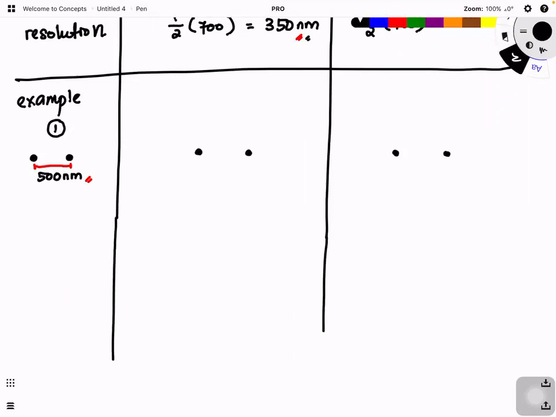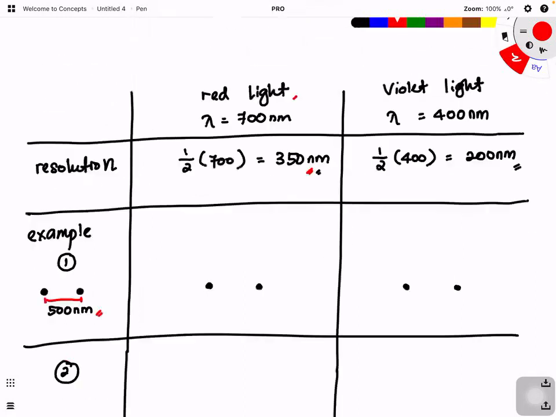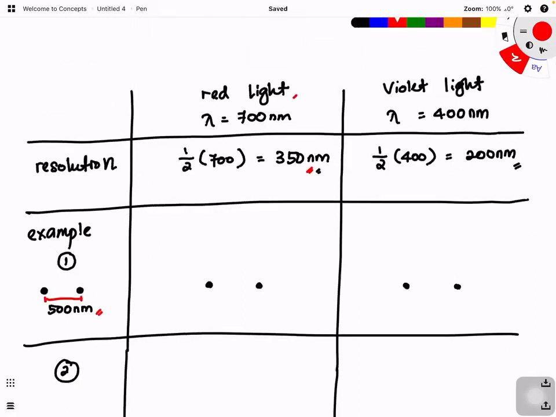Example 2. Now my object, the actual distance, let's say is 300 nanometer. If you use the red light microscope with a resolution of 350, that means the shortest distance I can differentiate is 350. Anything less than 350, I will see as 1 point.